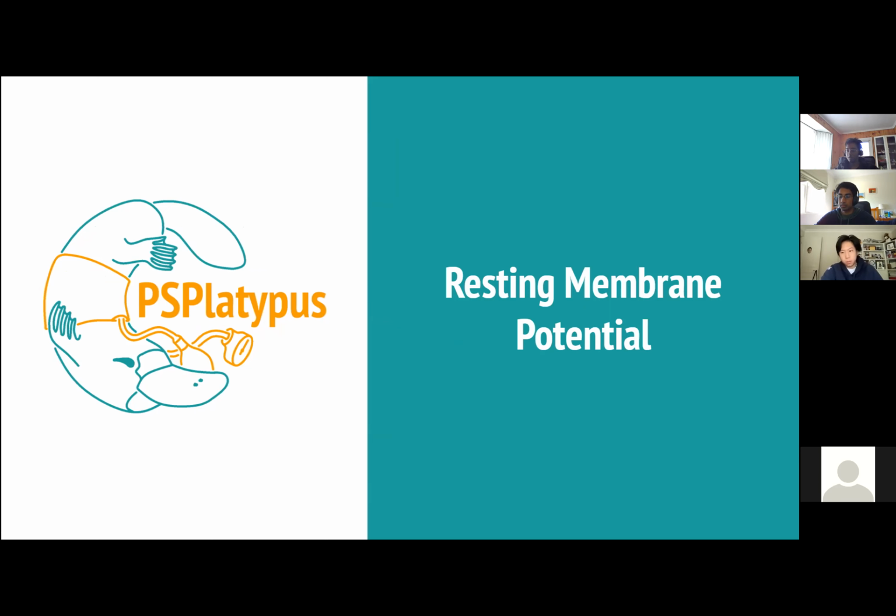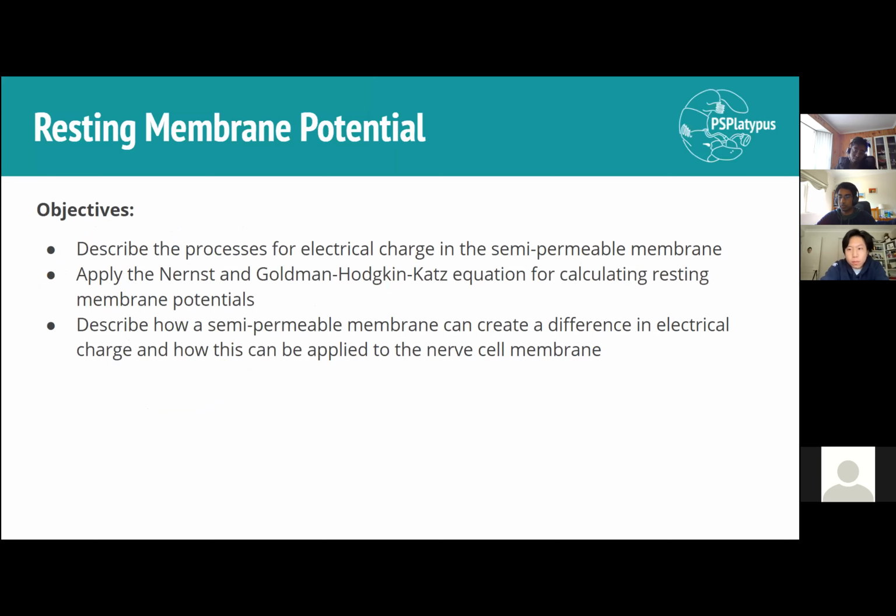So before any further delays, let's move on to resting membrane potential. What are we talking about when we say resting membrane potential? We're referring to a difference in charge separation across the cell membrane, which causes a potential difference, which is like a voltage, if you did physics in high school.